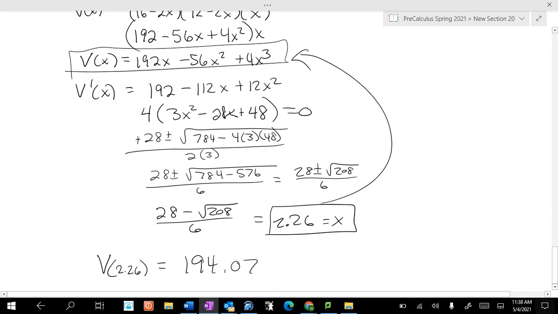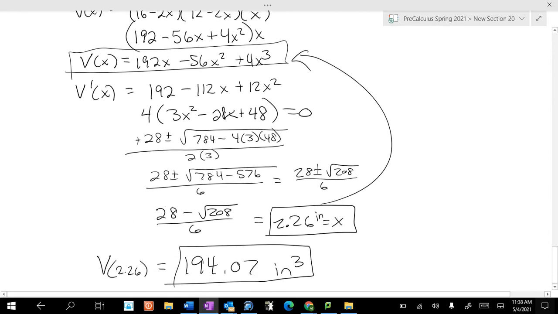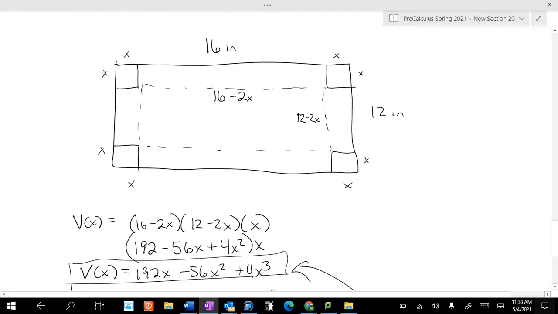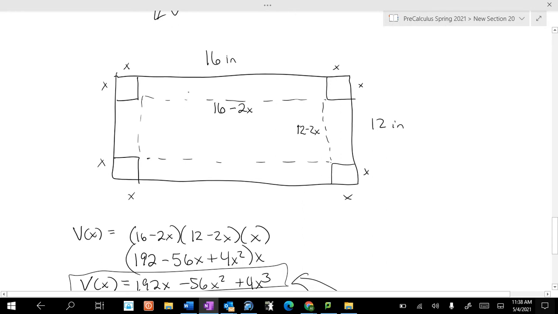Okay, so if we started with inches, that would be inches cubed. This should be labeled as inches. So we're going to cut 2.26 inches off, because 2.26 inches times 2 sides is 4.5 inches. So this would be 11.5 inches, basically. 12 minus 4.5 is 7.5 inches. 11.5 by 7.5 by 2.25.